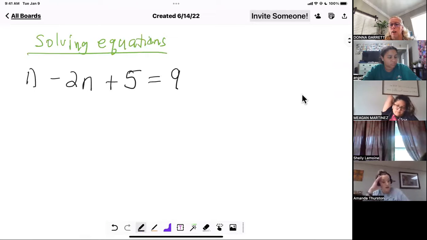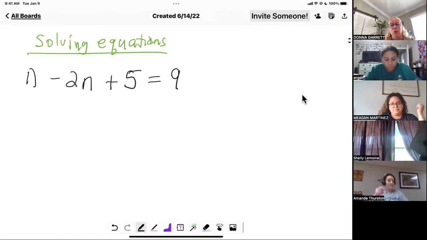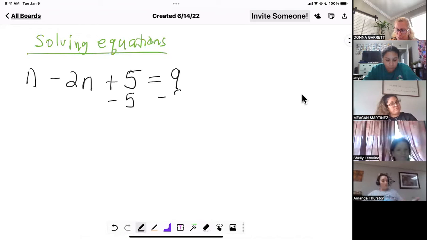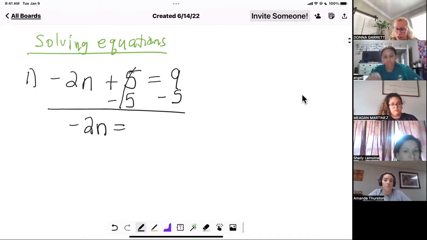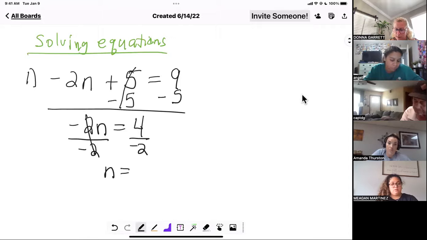Is it n equals 2? Almost. Negative 2. Okay, so just for anybody who's here, we subtract 5. -2n equals 9 minus 5 is 4, but then you got to divide by -2. And then when you divide by -2, n is going to be -2.